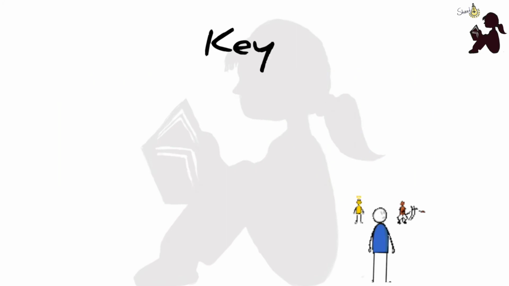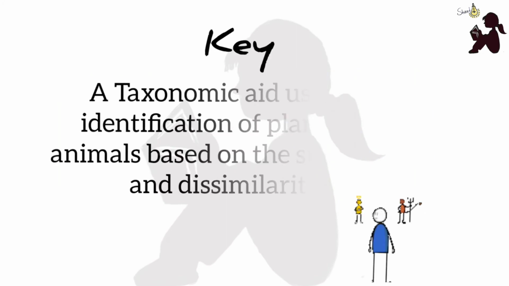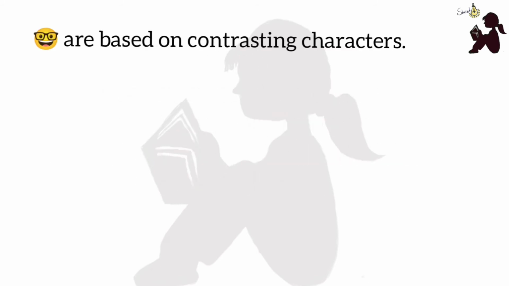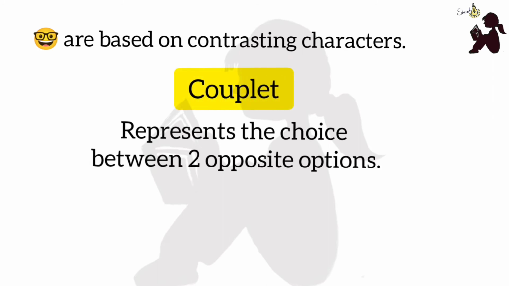And the last one is key. Key is another taxonomical aid used for identification of plants and animals based on the similarities and dissimilarities. The keys are based on the contrasting characters, generally in a pair called couplet. It represents the choice made between two opposite options.